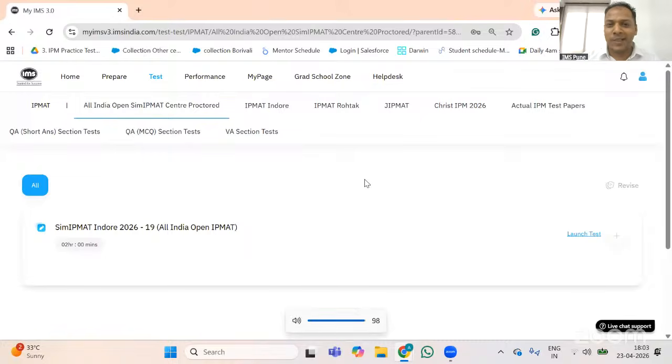So basically, today we are doing the live mock solving of SimIPMAT Indore 19. That was an All India Open IPMAT. I'm hoping all the students who took the test have seen their All India ranks and have done the analysis. The purpose of today's session is to help you understand how I would take the test, or how I would go through the paper if I were solving it as a test.